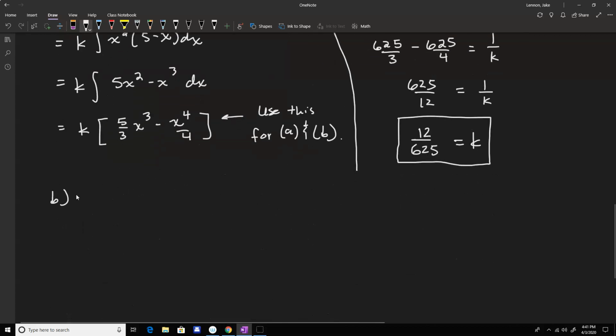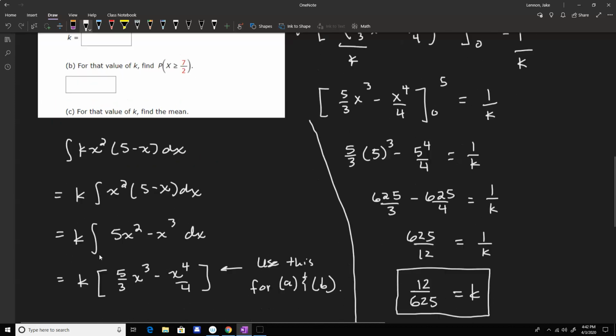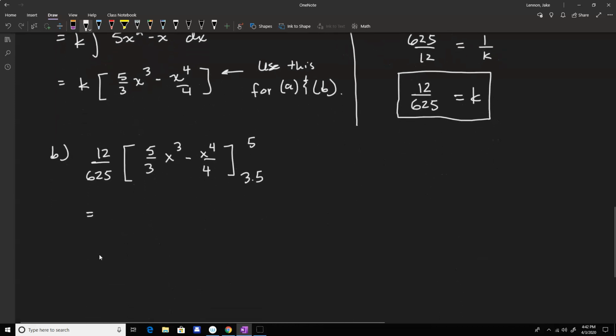Once you know K, we can plug this in. So basically now we want to replace K by 12 over 625, and then we want to evaluate 5/3 x cubed minus x to the 4th over 4, and we want to go from the bottom limit, 3.5, which is the same thing as 7 over 2, up to 5.